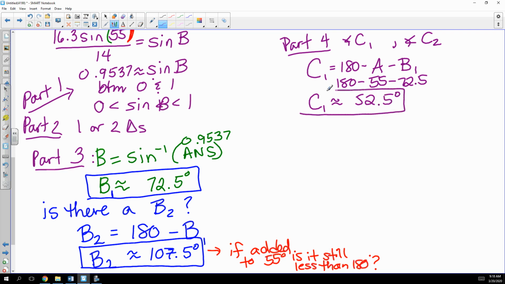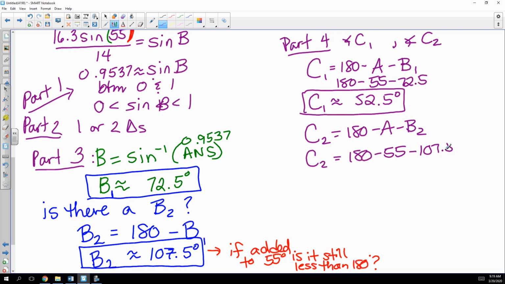So now we've got angle C sub 1. Angle C sub 2 is going to be equal to 180 minus A minus angle B sub 2. So C sub 2 is 180 minus 55 minus 107.5. So angle C sub 2 is approximately 17.5. This is what I was talking about when you get that little skinny triangle on the left and then the larger triangle. So now you're going to have to do law of sines to find side C sub 1 and side C sub 2.